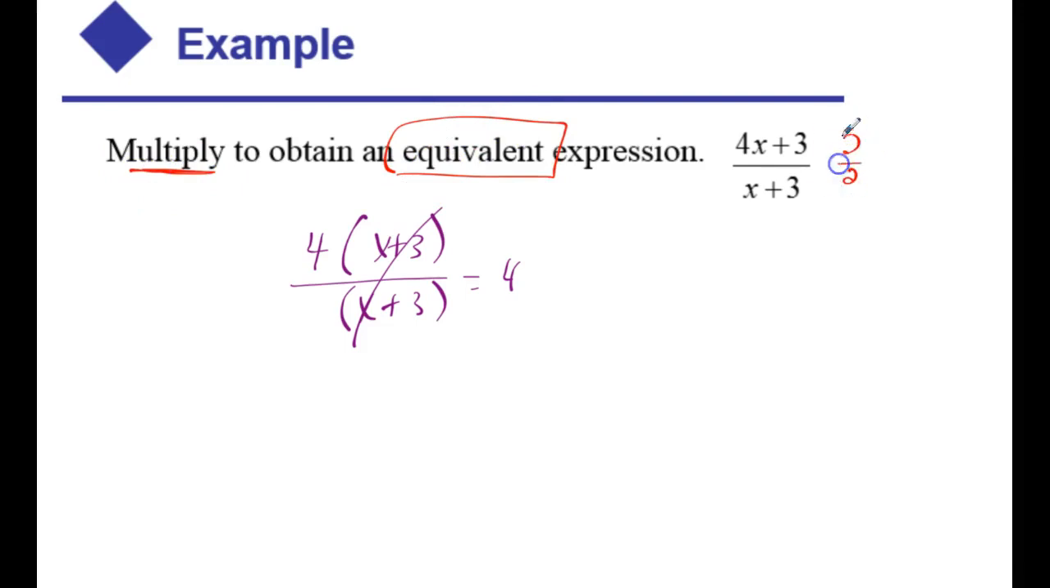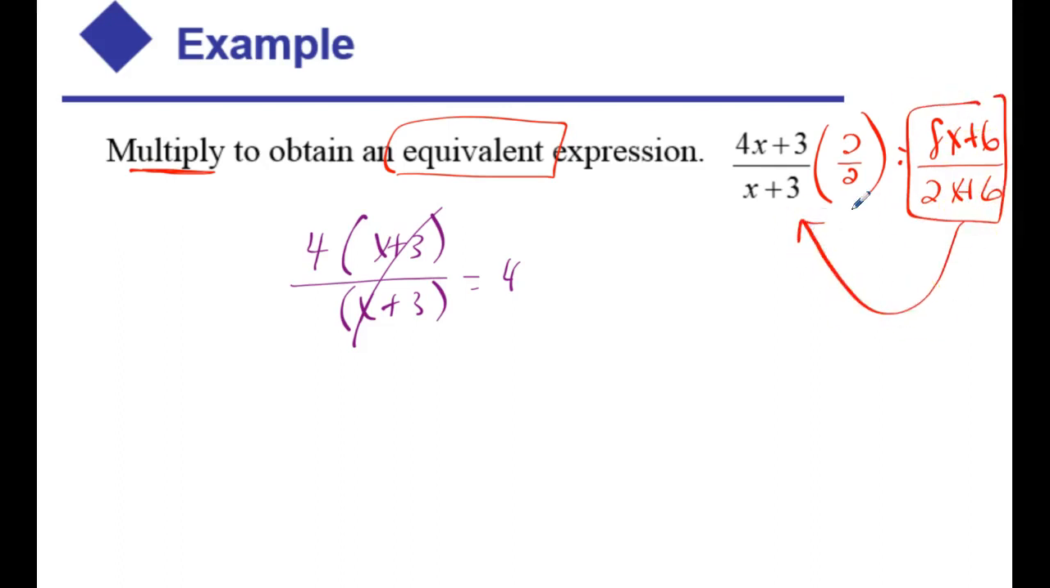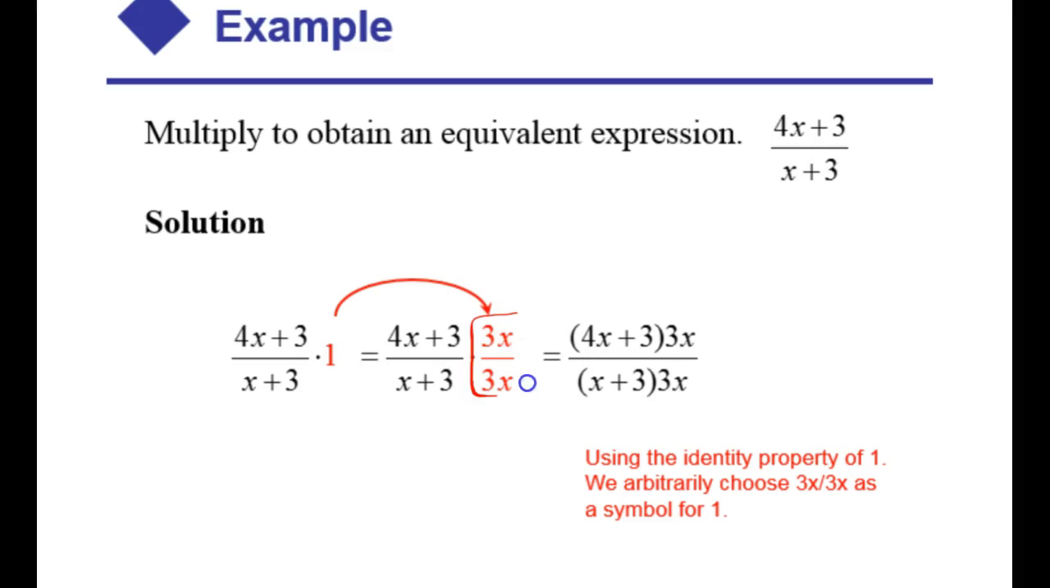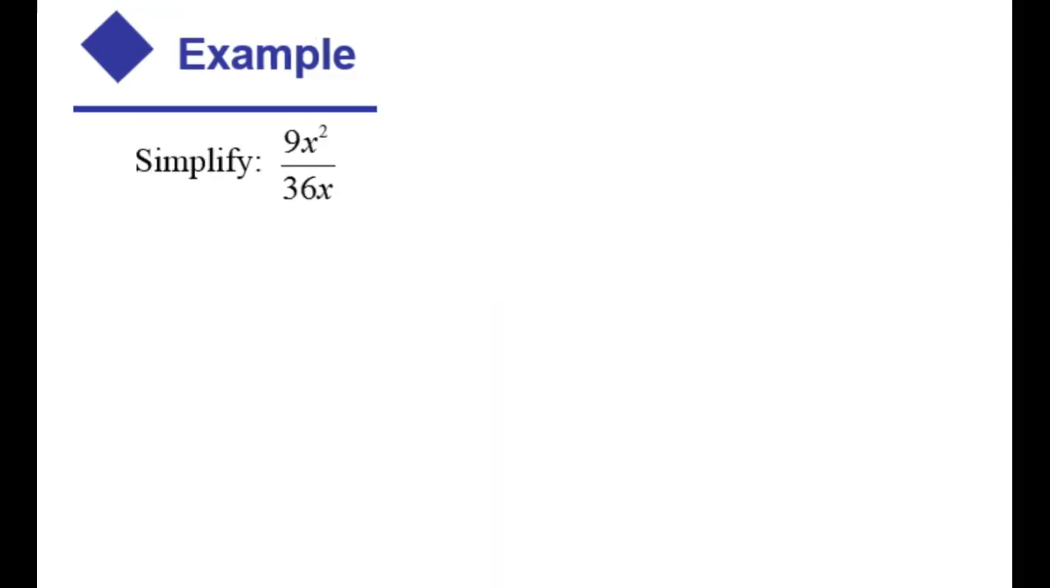You could multiply by 2 divided by 2 and come up with an equivalent fraction, 8x plus 6 over 2x plus 6. This is equivalent. You could multiply by 3x over 3x. This fraction is equivalent to the original fraction as long as you had a nice value of 1. So any value of 1 would work there. So instead of multiplying by 1, we could also divide by any kind of 1. So that's what gives us the power to cancel.